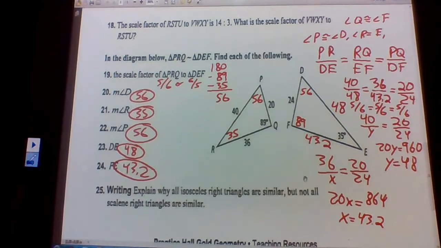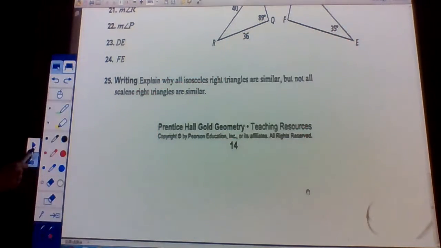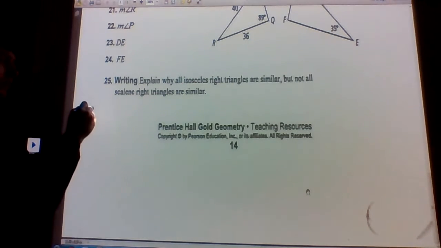Okay. The last one. Okay. Explain why all isosceles right triangles are similar, but not all right scalene triangles.